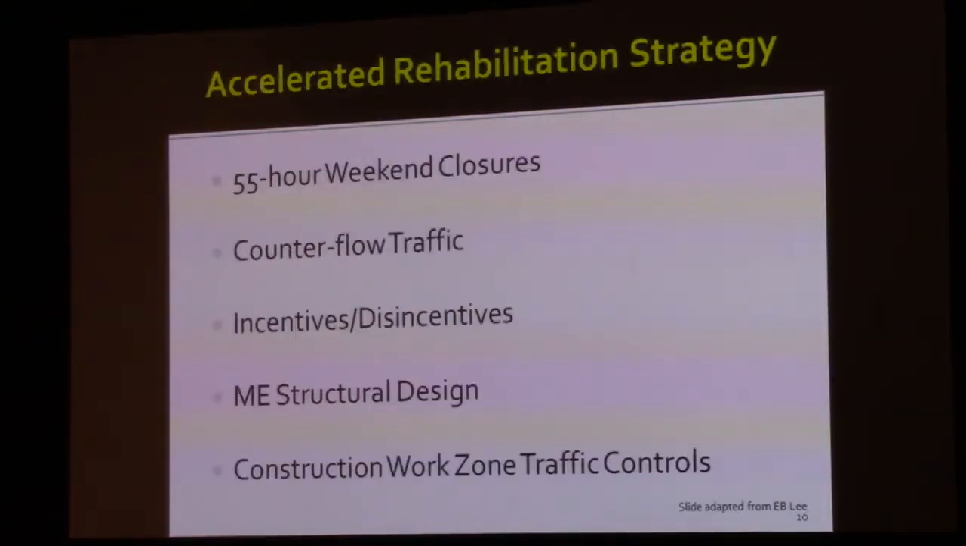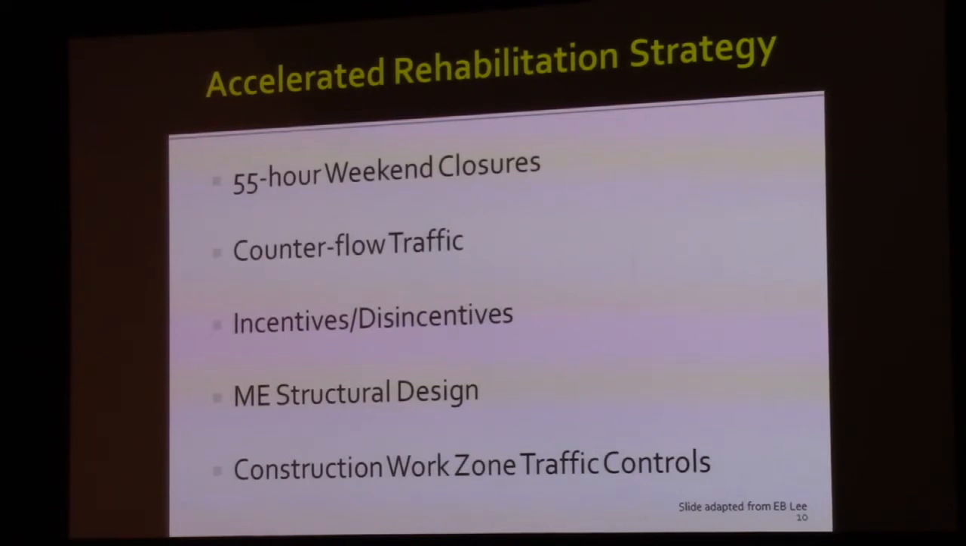So let's look at the strategies they employed to make this happen. 55-hour weekend closures. During those 55 hours, it was going to be continuous operations. They're going to have the entire road from 10 p.m. Friday night until 5 a.m. in the morning. They also employed counterflow traffic, so that in the portion of the divided interstate where they could, they keep that route partially open during construction, but that traffic doesn't impede the work happening within the construction zone itself.